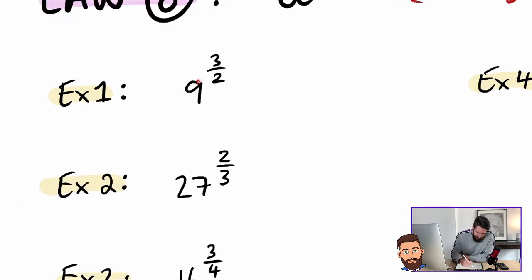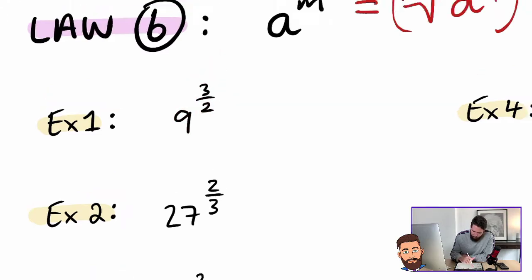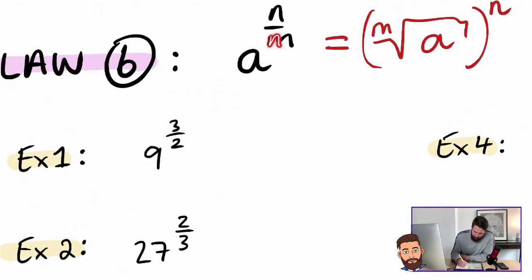This says we've got 9 to the power 3 over 2. What does the law tell us? It tells us we're going to do the nth root, so in this case the square root of the base, which is 9. So the first one we're going to write down is the square root of 9. Again, there's no need for us to put that 2 there, because we know that just means the square root. And then we're going to raise it to the power of 3.